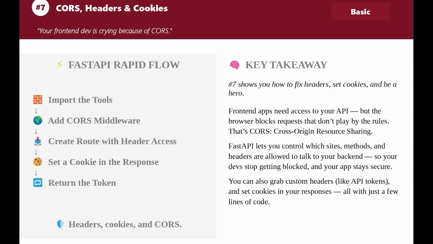So key takeaway: CORSMiddleware, so that our API says yes to the front end. We want custom headers like X tokens, API keys, or user info. And we want cookies because sometimes we need the browser to remember things. So let's build this in 5 lines or less. Let's build it.